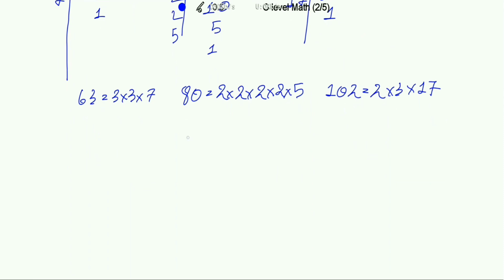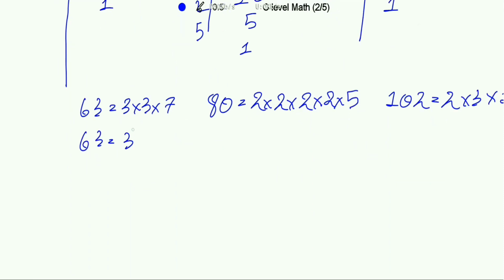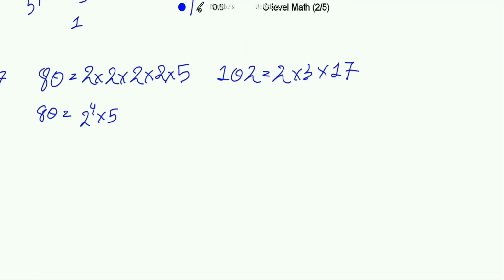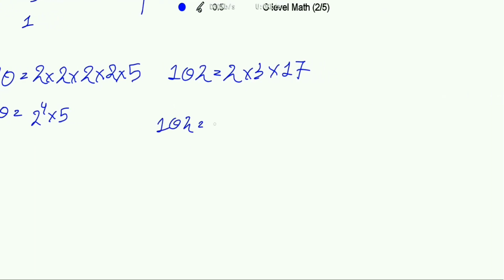Okay, so what we're going to do is we're going to write down like this. 63 has 3 to the power 2. 3 multiplied by 3, which means 3 to the power 2: 3 is multiplied 2 times, by itself. We can do the same for this one. It has four 2s, so 2 to the power 4 multiplied by 5. We have 102, so it doesn't have much simplification.